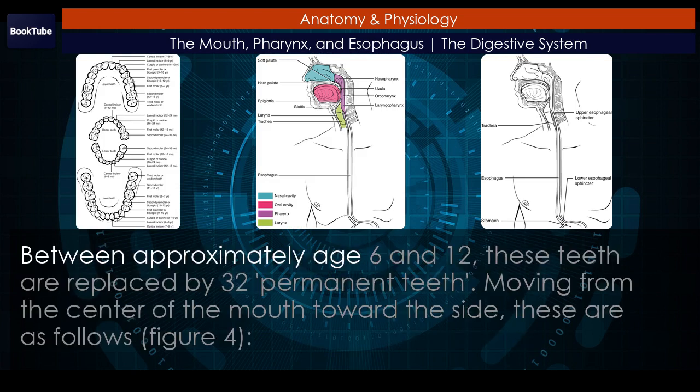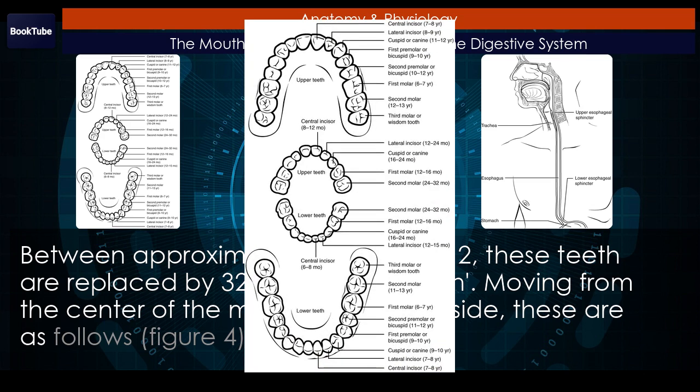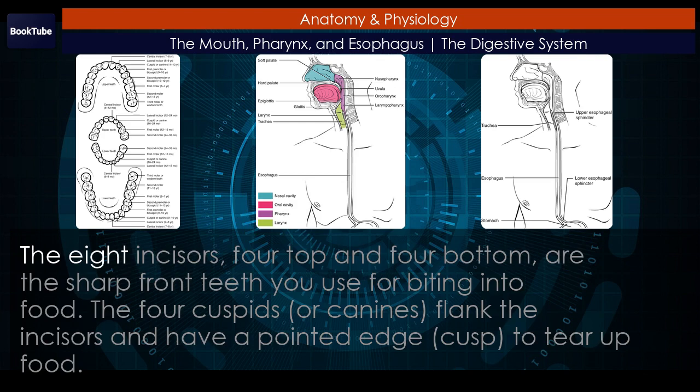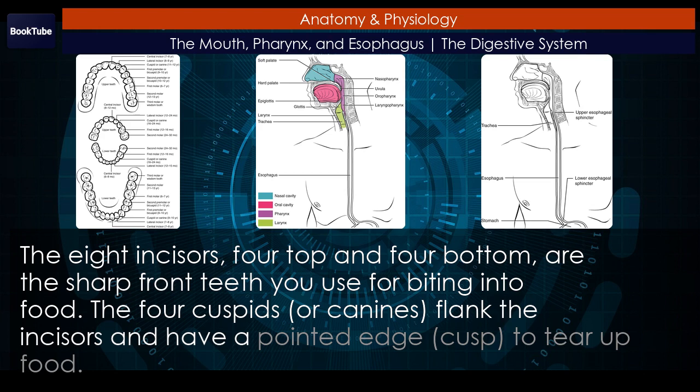Between approximately age 6 and 12, these teeth are replaced by 32 permanent teeth, moving from the center of the mouth toward the side. These are as follows. Figure 4. The 8 incisors, 4 top and 4 bottom, are the sharp front teeth you use for biting into food. The 4 cuspids, or canines, flank the incisors and have a pointed edge, a cusp, to tear up food.